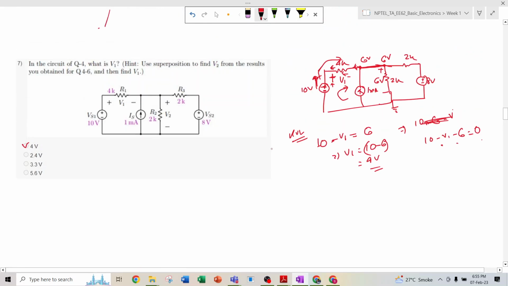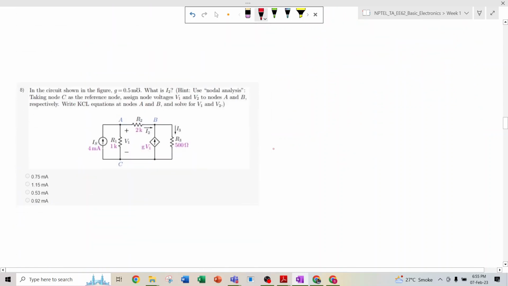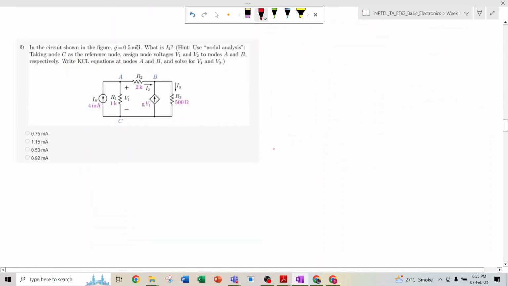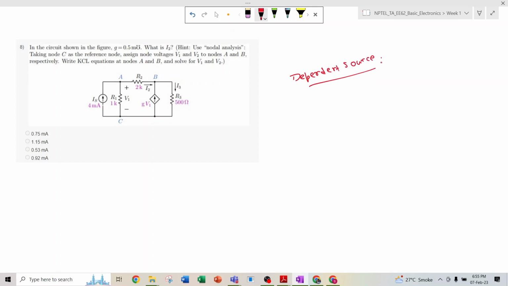Okay, so till this I think it's okay. So I am moving forward to the next question, that is question 8. Here one circuit is shown where there is a GV1. So it is nothing but a dependent source. You should know what a dependent source is. There are four types of dependent source: voltage controlled current source, voltage controlled voltage source, current controlled current source, and current controlled voltage source.